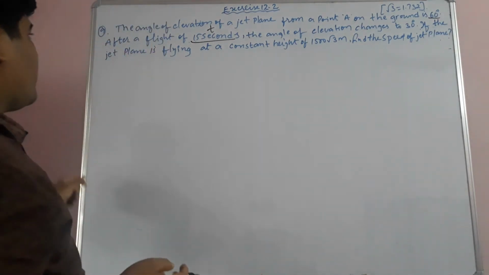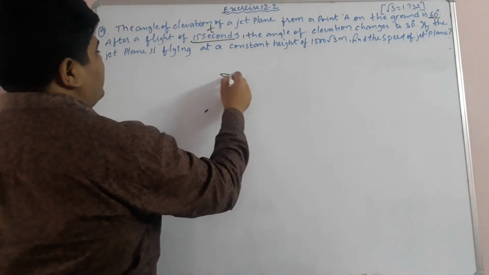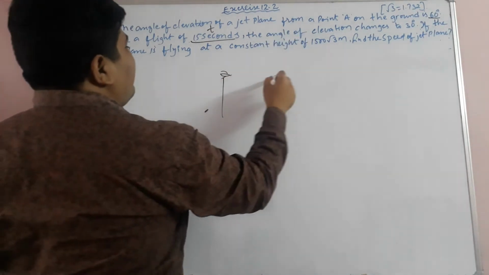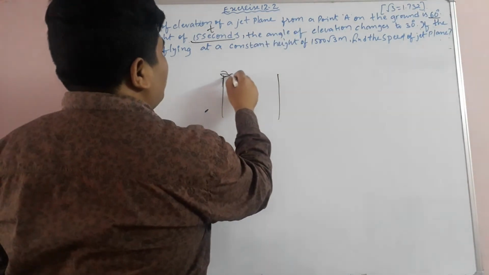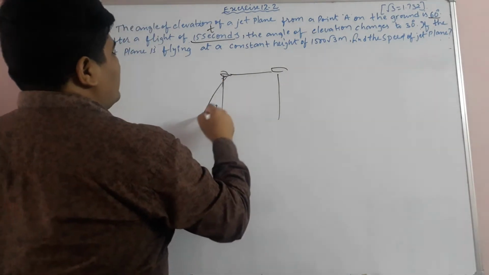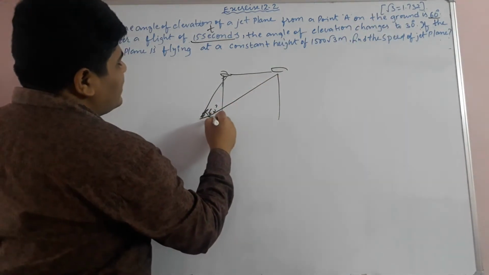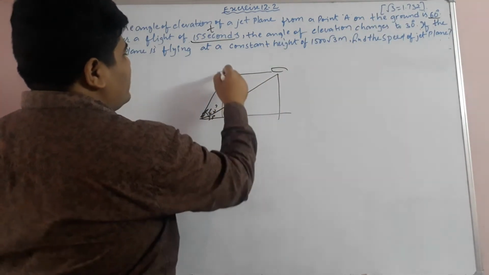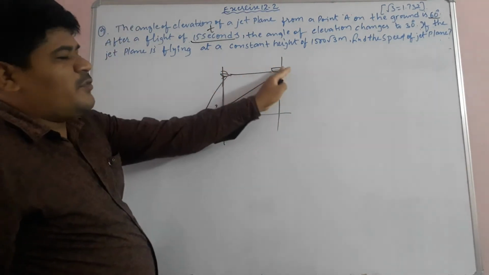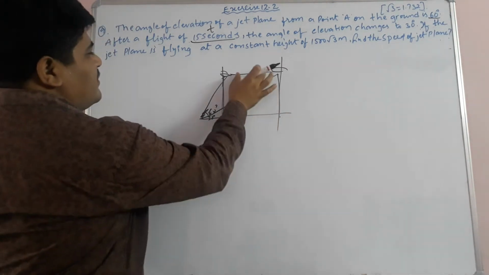Suppose an observer is here, and the flight is first here. After 15 seconds, what happened? It will move at the same height to another point. First he observed with 60 degrees. When it moved to the other side, the angle of elevation changes to 30 degrees. So the flight moved from this point to this point, and we need to find this distance. These both are equal.